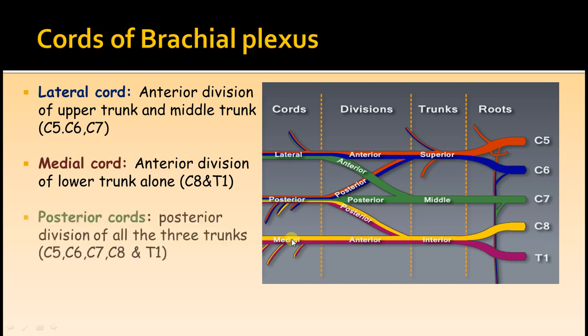Very easy. Next, the posterior cord is the union of all the posterior divisions of the three trunks. So the posterior division of the upper trunk, the posterior division of the middle trunk, and the posterior division of the inferior trunk, all three divisions unite to form the posterior cord. That is how the three cords, the lateral cord, the medial cord, and the posterior cord, are formed.